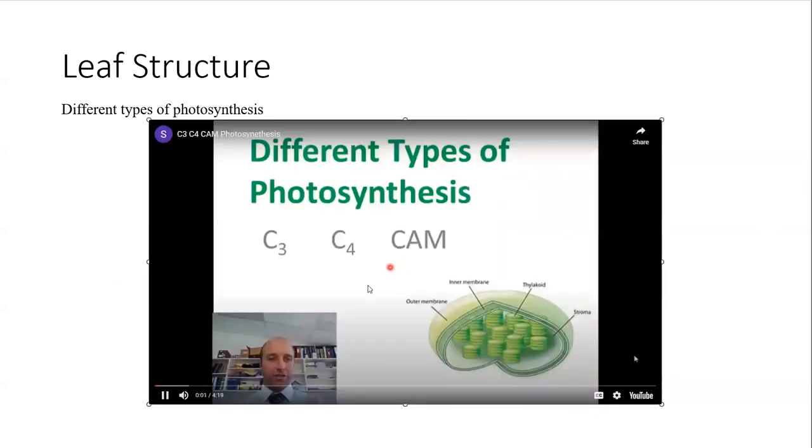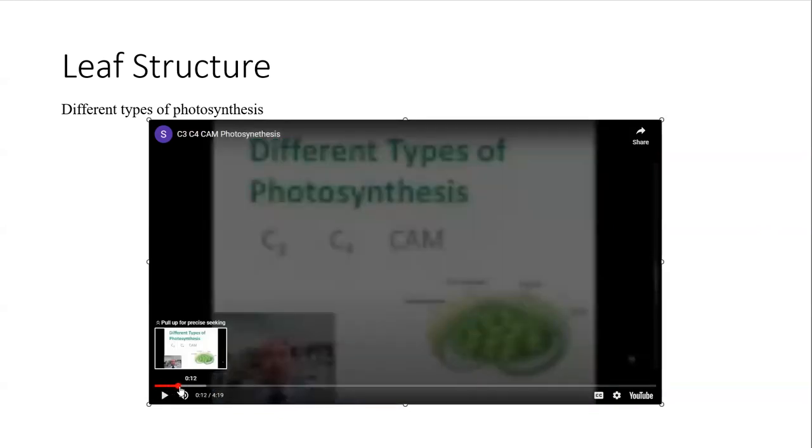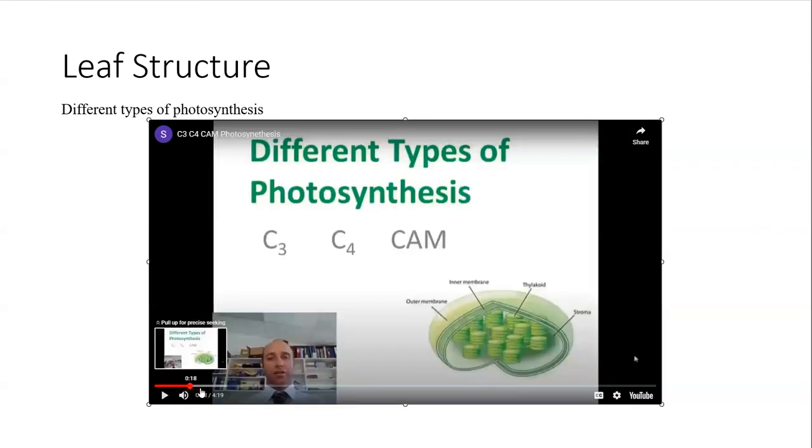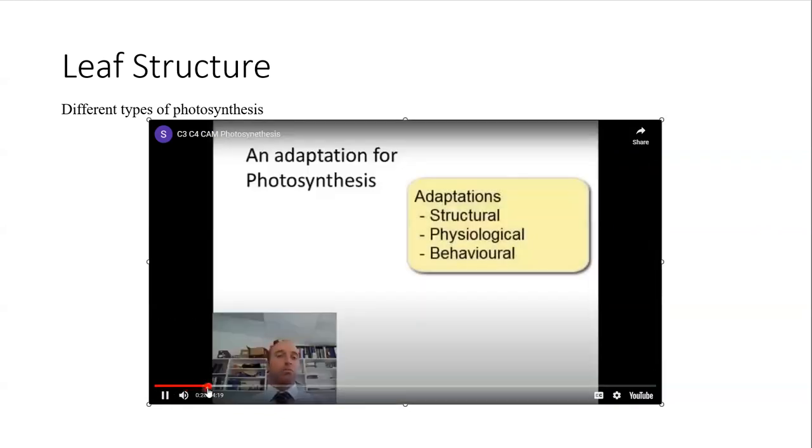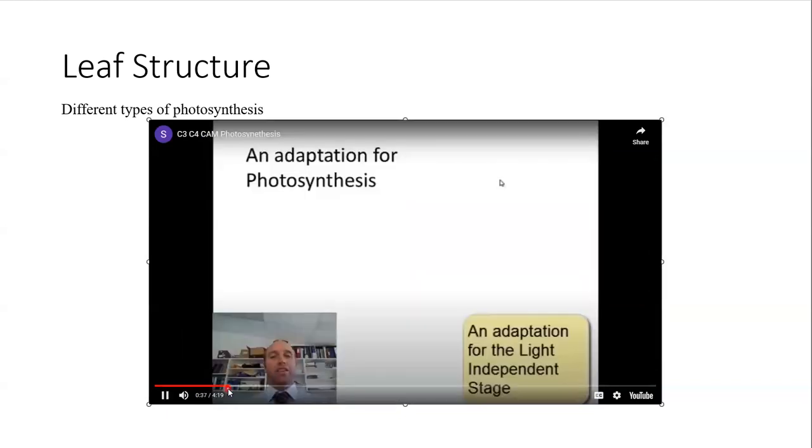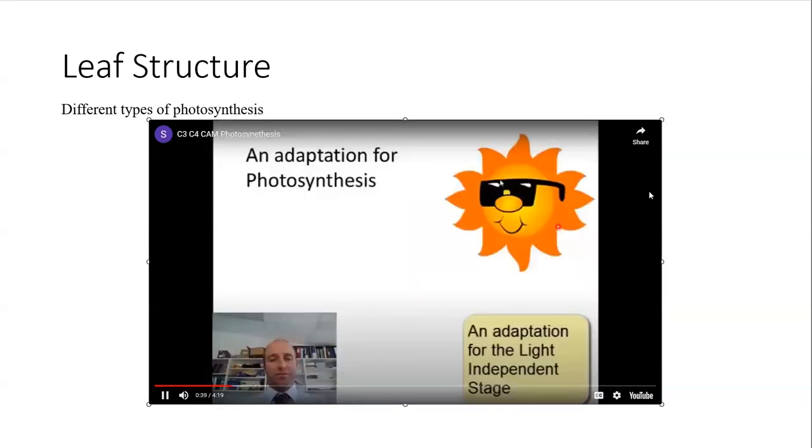Okay guys, welcome to our screencast. We're going to be talking about some different. Sorry about that. We are just going to have a look at the structural, how the reaction actually happens in the cells.